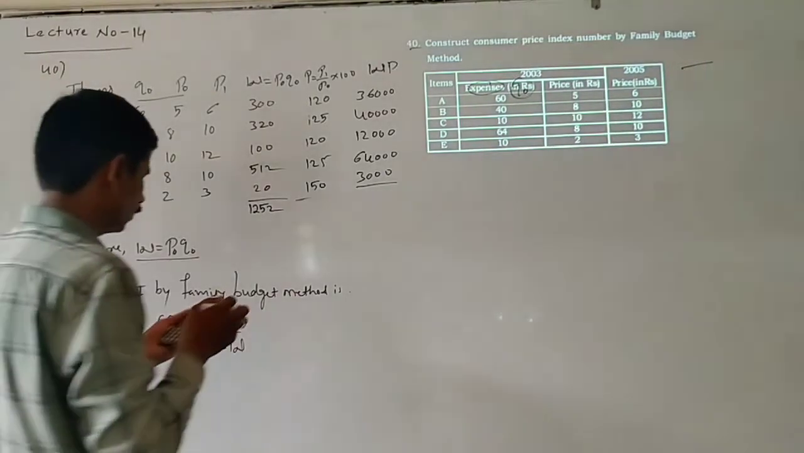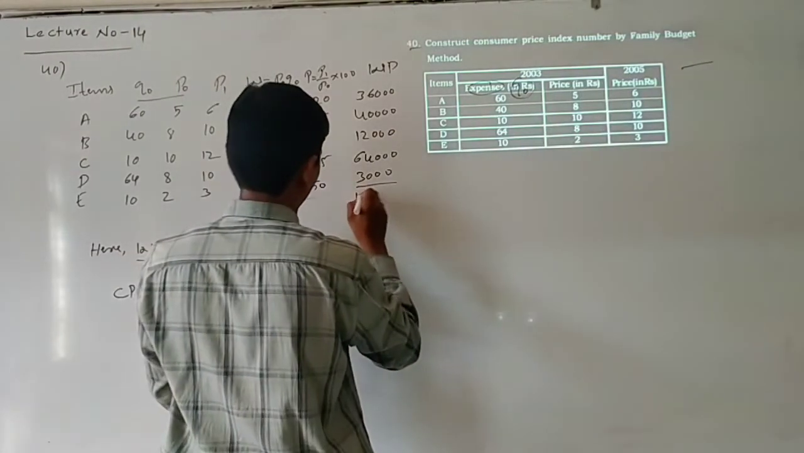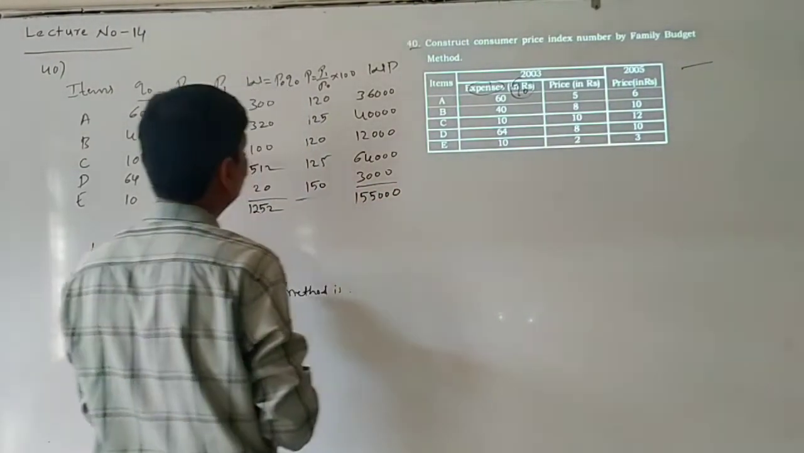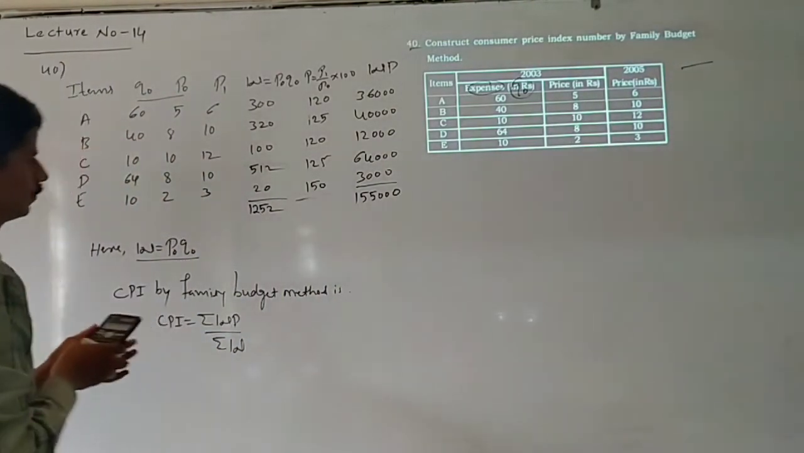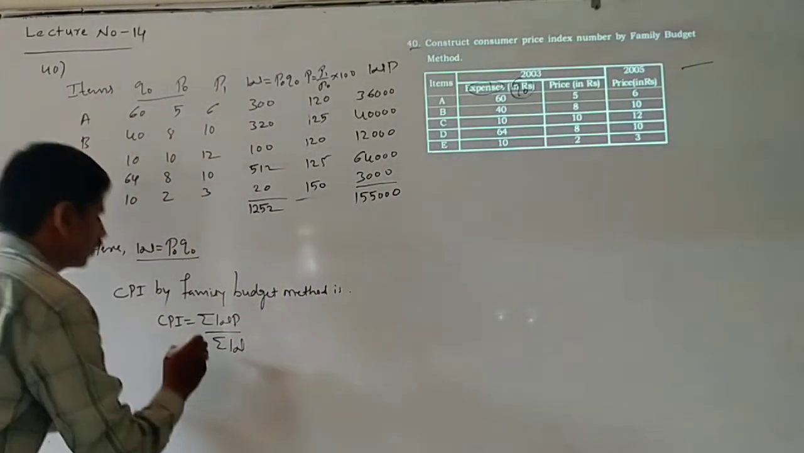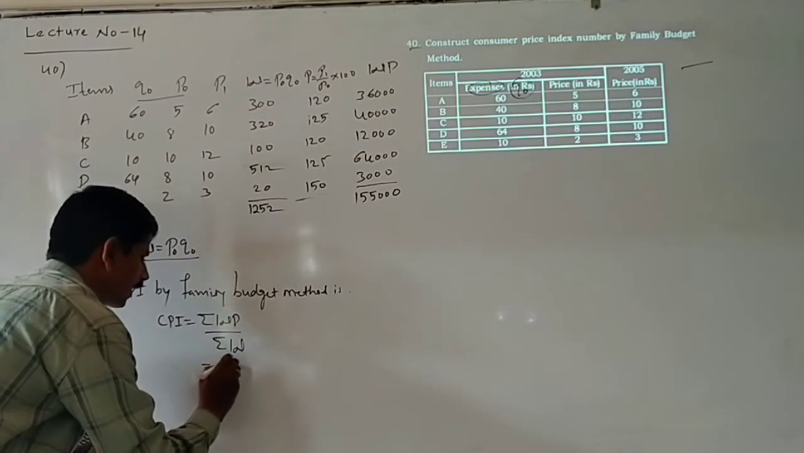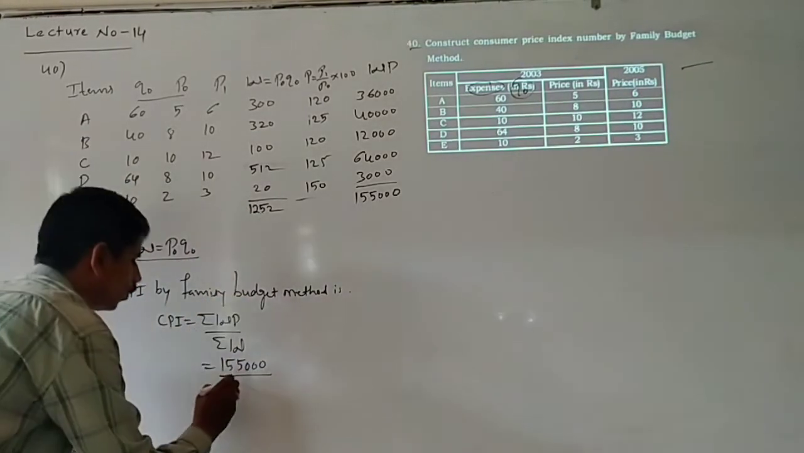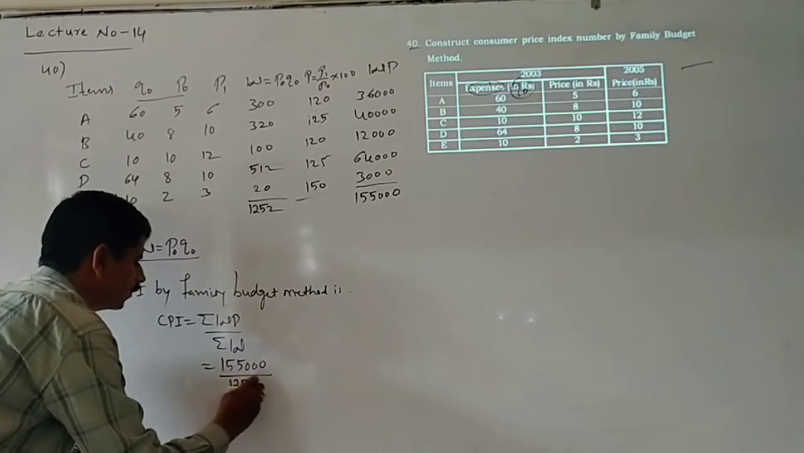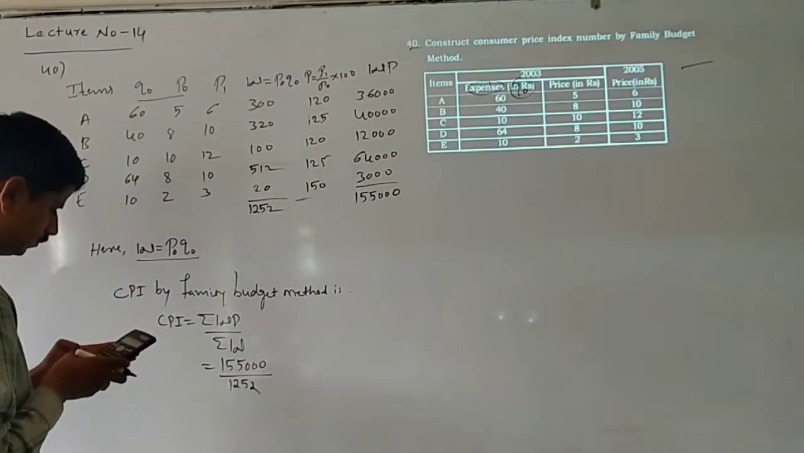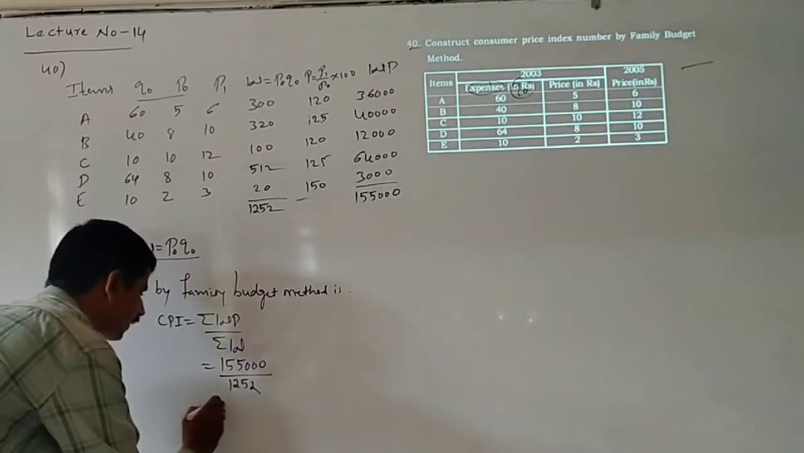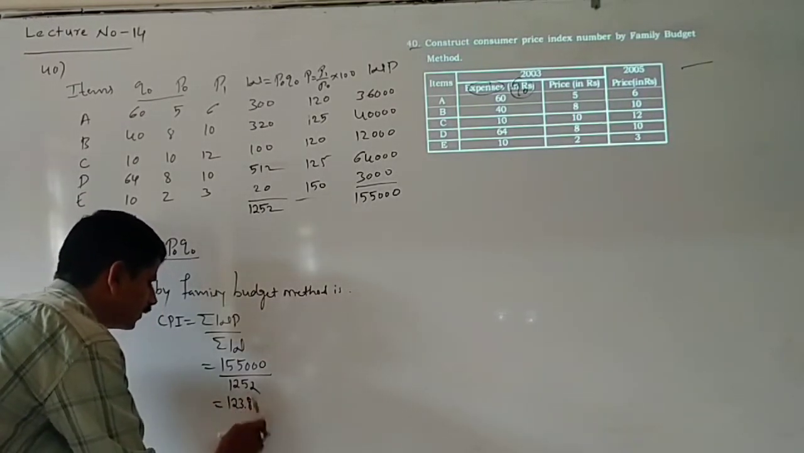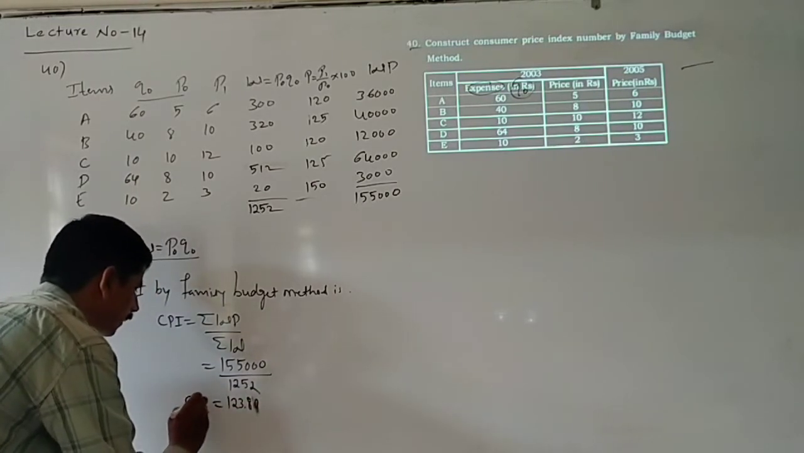is 1,55,000. Substitute the values. Sum of WP is 1,55,000 divided by 1,252 is 123.80. It is the CPI.